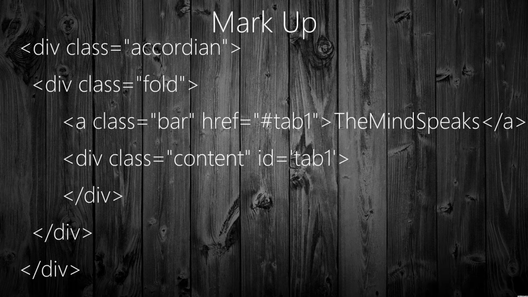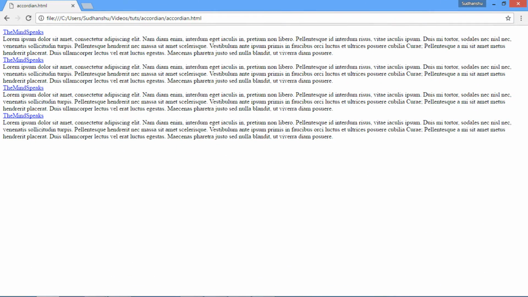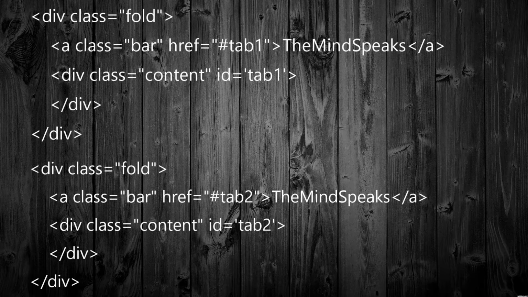We're adding anchor as checker. As you can see, anchor's href attribute has the same value as the content div's id attribute, just to trigger them. Now, let's check out what we have made. Now, as you can see right here, it looks like simple plain basic HTML, and it's nothing more than that. And to add more accordion containers, all you need to do is copy paste the fold div.